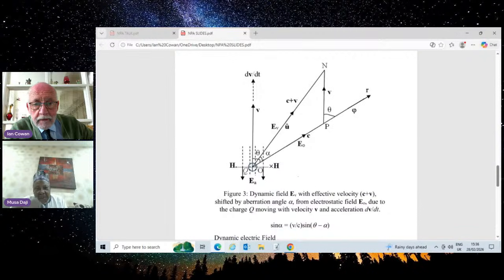Okay. Now, this figure is really very instructive, very interesting. If an electric charge Q moves with velocity V, the electric field becomes what is put here as EV. The electric field is shifted by an aberration angle alpha from the electrostatic field.